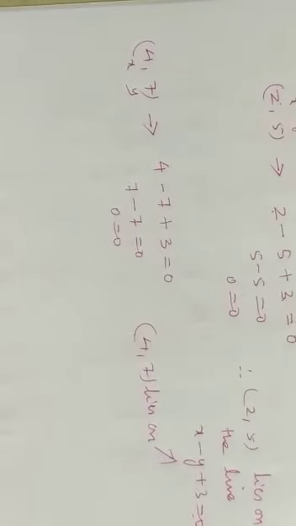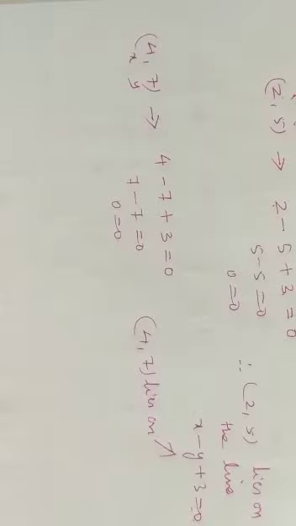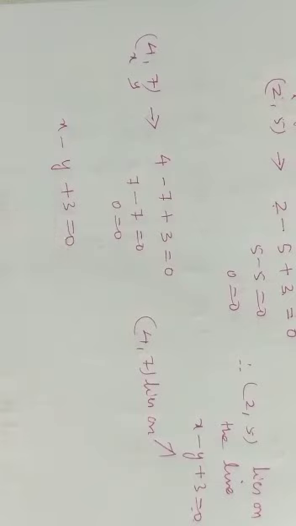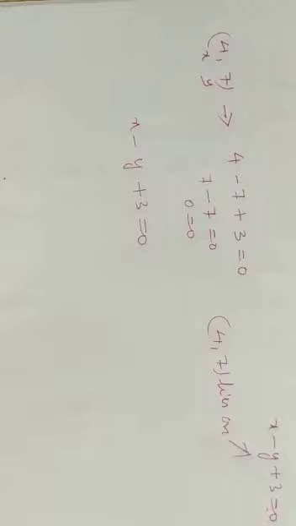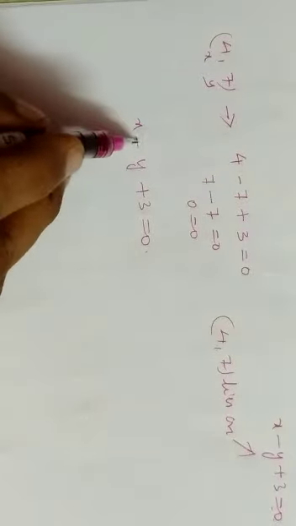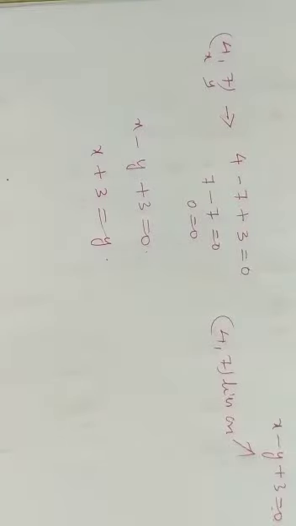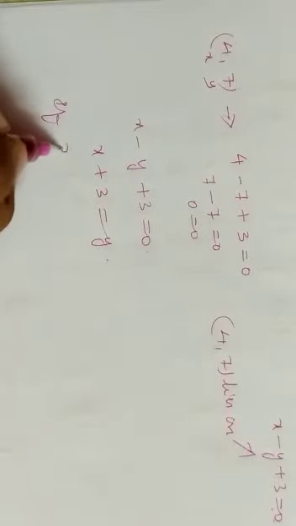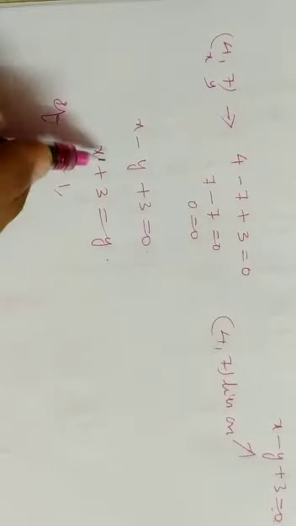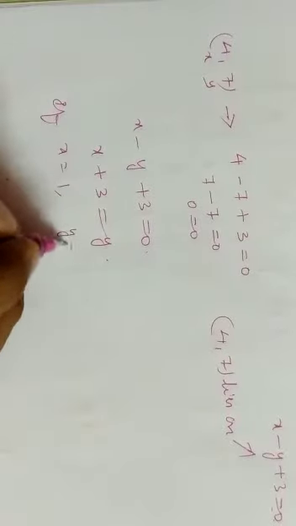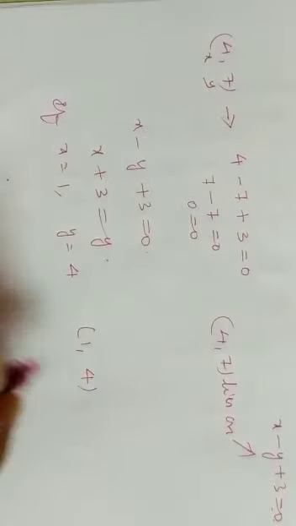How to identify many points on this line? We have x minus y plus 3 equal to 0, and I want to identify many points on this line. Simple. Shift this minus y to the other side: x plus 3 equal to y. If x equal to 1, what is y? 1 plus 3, 4. So y equal to 4. What is the point? (1, 4).